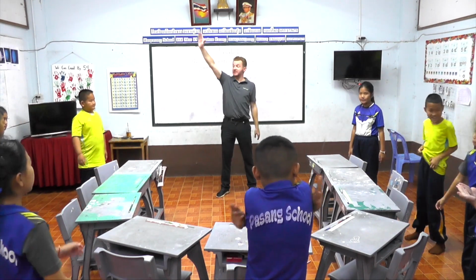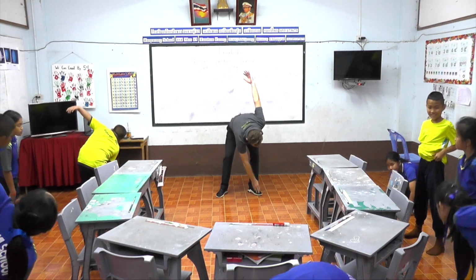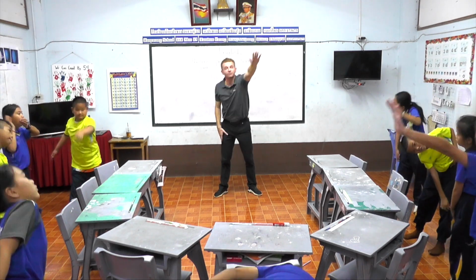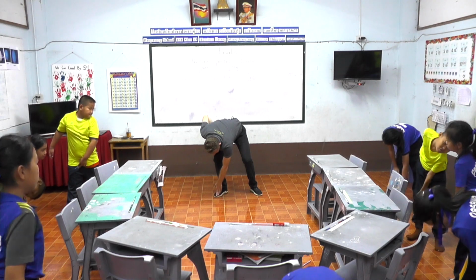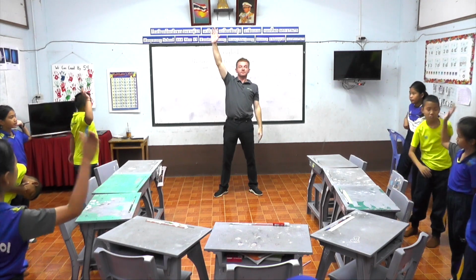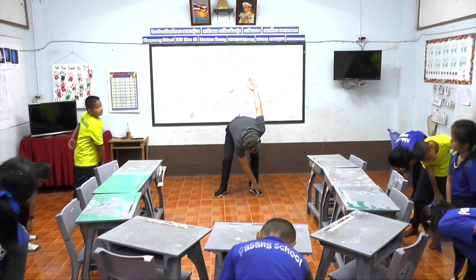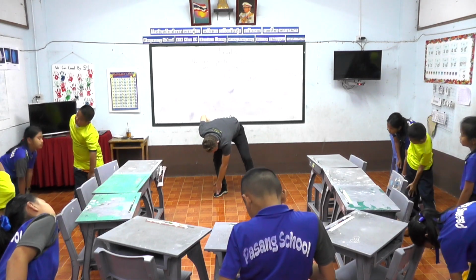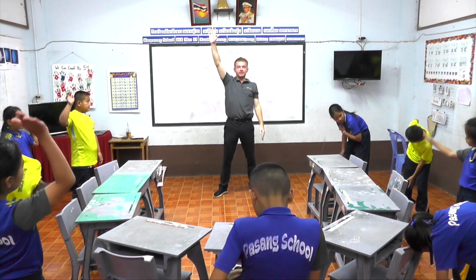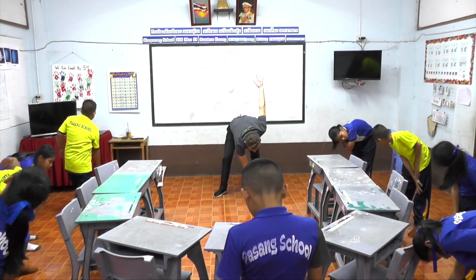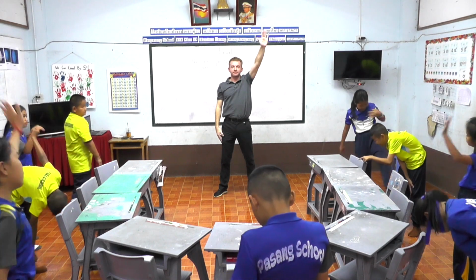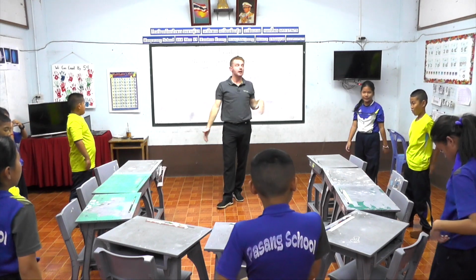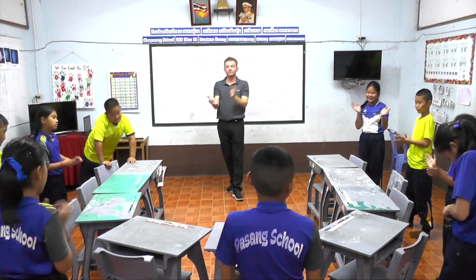Now, let's take our right hands and find our left foot. And then left hand, right foot. Right hand, left foot. Left hand, right foot. Right hand, left foot. Left hand, right foot. And to finish, guys, we will do 5 claps. 1, 2, 3, 4, 5.